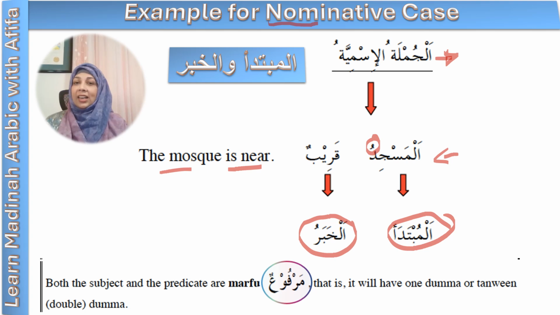So what we are observing here is this Dhamma ending of al-masjidu. It is an indication of the fact that it is in the nominative case, to show that this is the mubtada of the sentence. In Arabic we say mubtada is marfu'un, and here we see qaribun ends with the tanween Dhamma, and it shows as a marker that it is the khabar of the sentence. So in Arabic we say that the khabar is marfu'un.